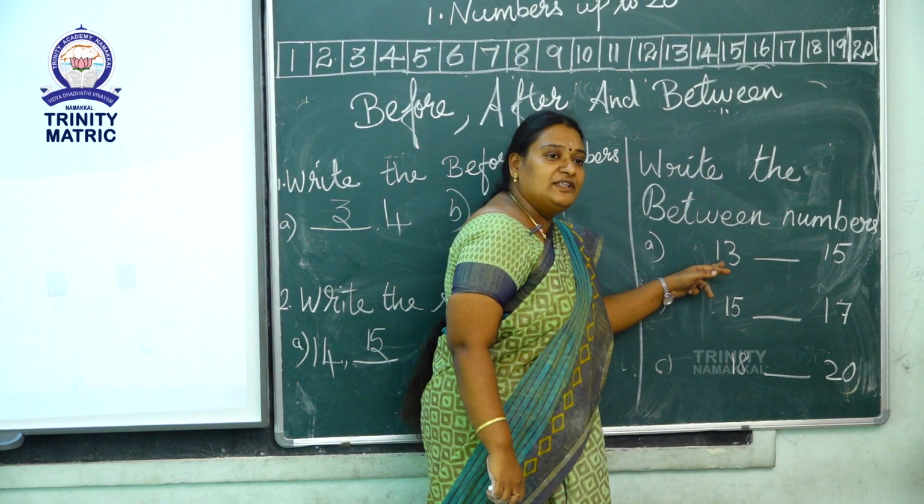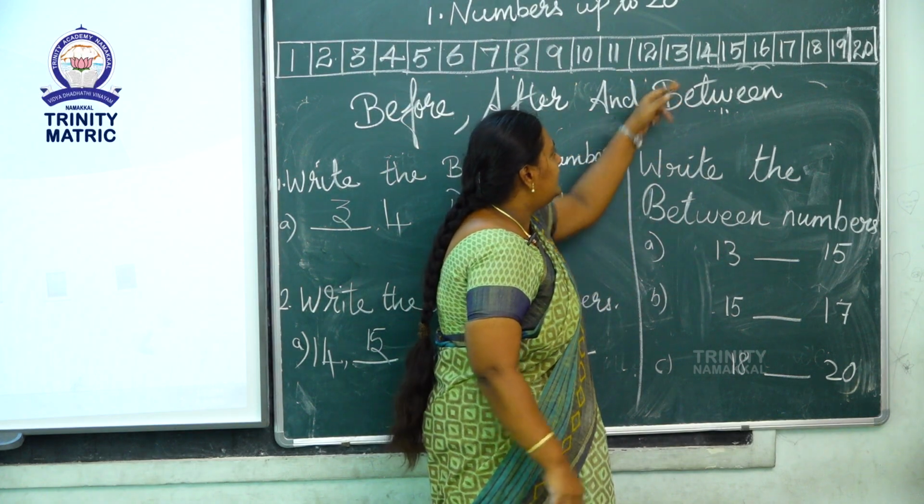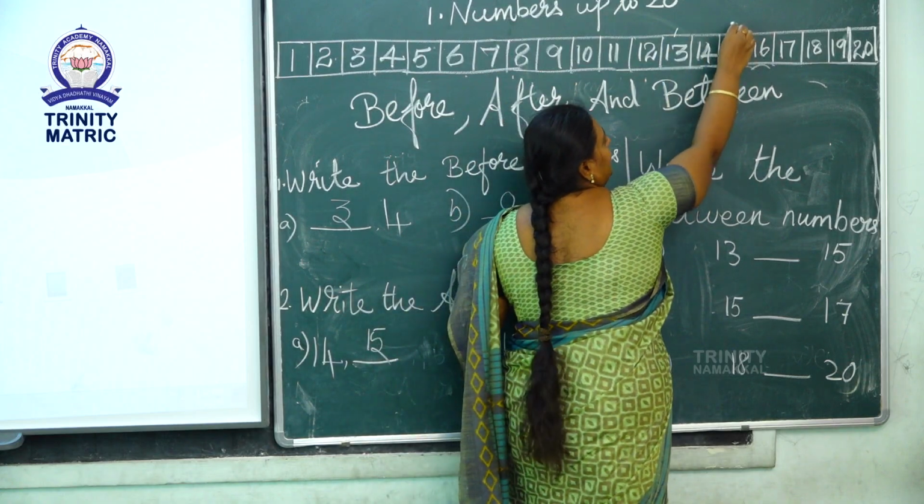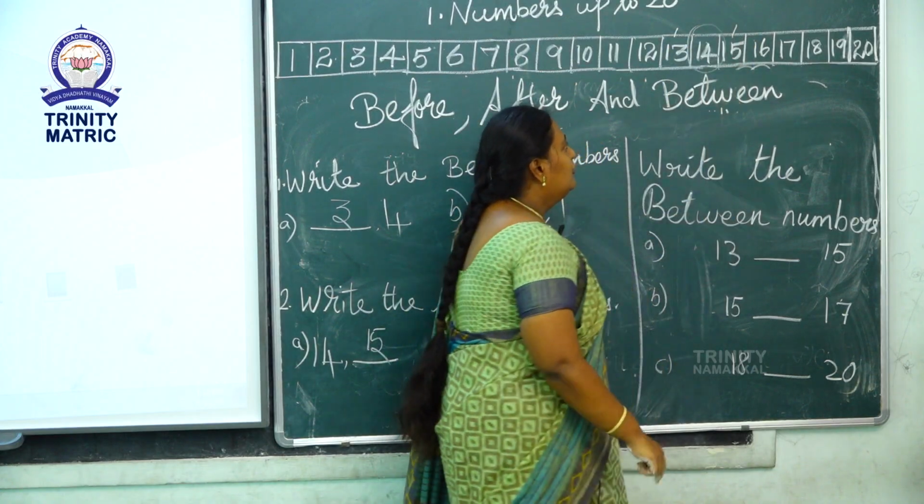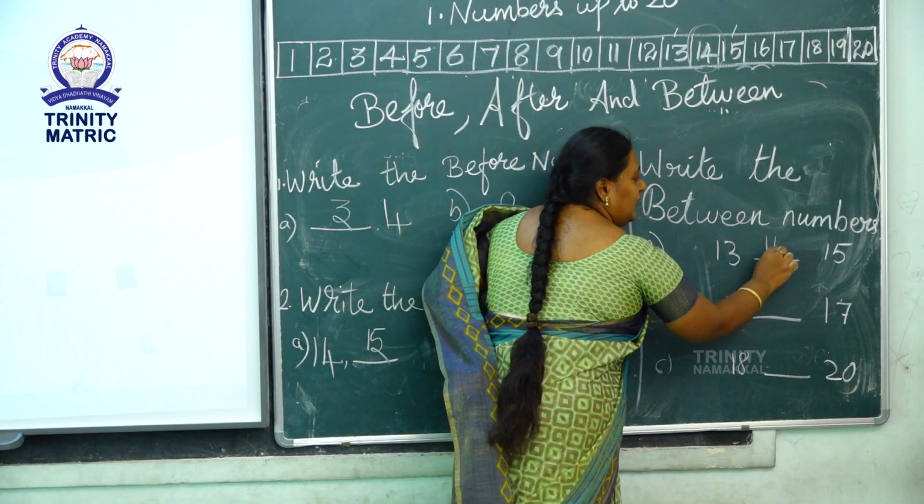Next, write the between numbers. So what comes after 13? So 13 is here, isn't it? 15 is here. What is in between? 14. So write 14 here.